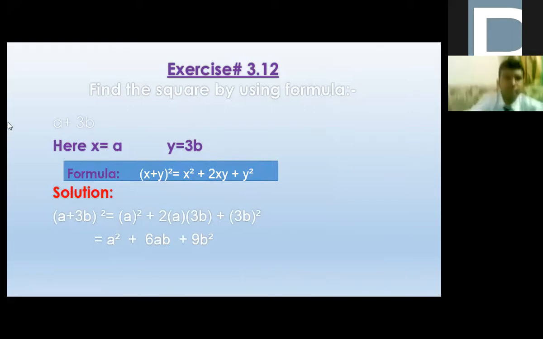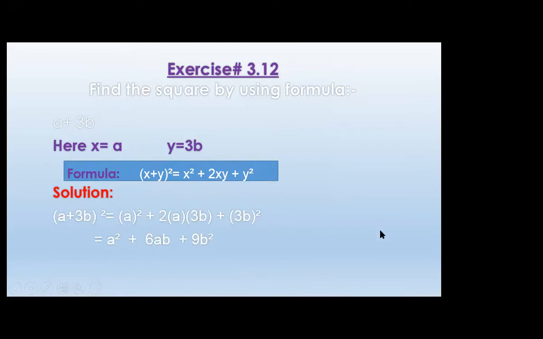What is the difference? If in this question it was a minus 3b, the formula would be x minus y whole square is equals to x square minus 2xy plus y square. Okay, only the minus sign difference will come with the 2xy term. Okay Eman? Eman, I can't see you, bete.